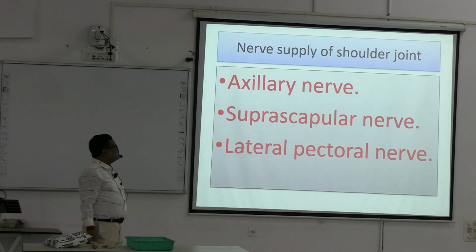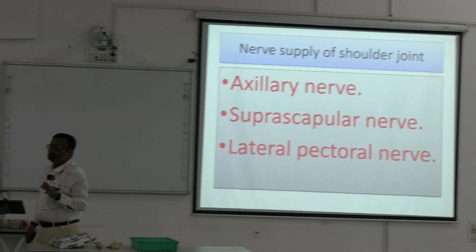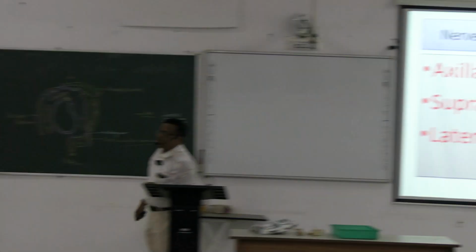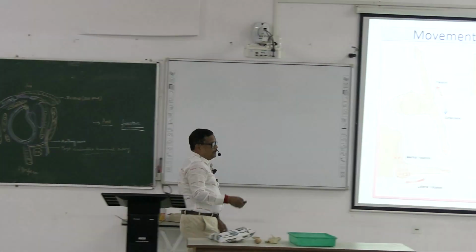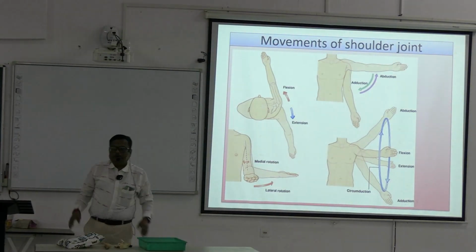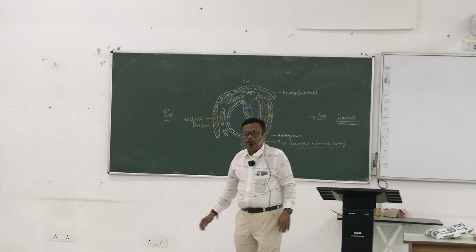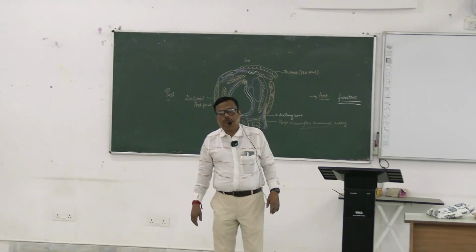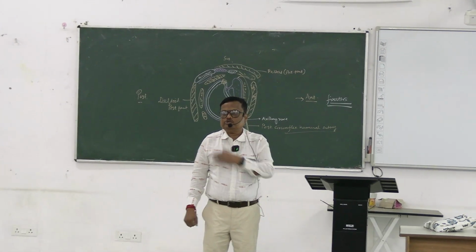Nerve supply of shoulder joint, axillary nerve, suprascapular nerve and lateral pectoral nerve. These are the nerves which supply the shoulder joint. Very important. Examiner in time of oral examination, viva part, ask you to do the movements of the shoulder joint. ভালো করে লক্ষ্য করো। Flexion, extension of the shoulder joint.